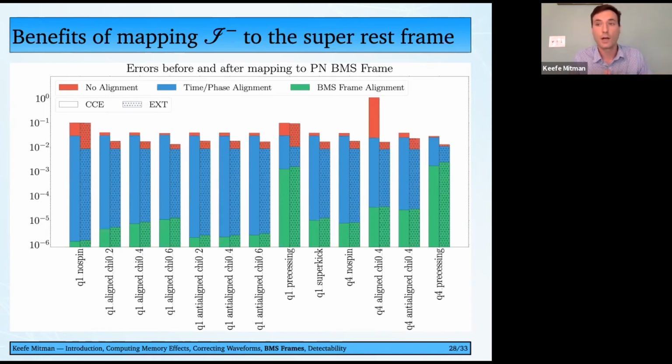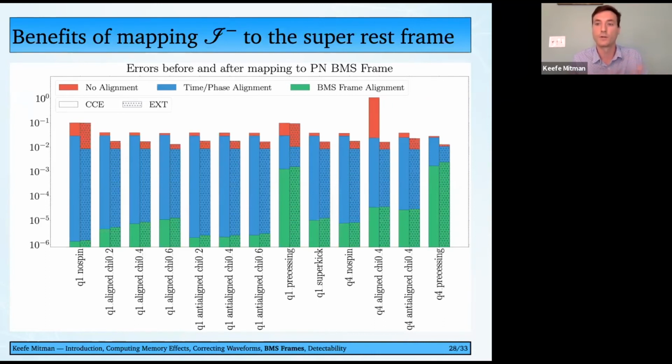But then in green, I'm showing what happens when we fix the full BMS frame of numerical relativity waveforms using this PN waveform. So we fix the supertranslation freedom by requiring that the PN waveform agrees with the NR waveform, and we fix the Poincare transformations using this center of mass transformation. As you can see, when we do this BMS frame alignment, the improvement between the alignment of NR and PN increases by 3 orders of magnitude.